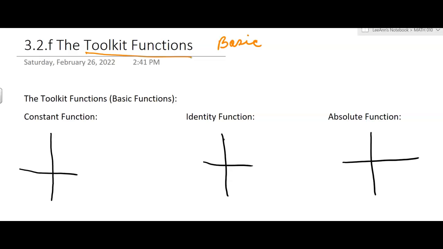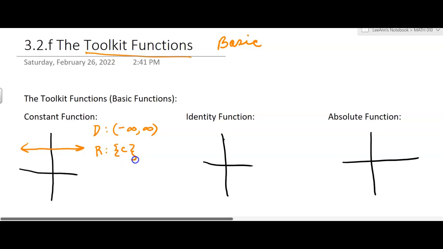I went ahead and just made rough X and Y axes so I could graph these. These are just going to be rough sketches. Okay, so a constant function, that's just a horizontal line. So what would the domain be? All real numbers. But the range, this one's kind of different. The range is just going to be one output. There's only one output. That's the C. I didn't put the equation. It's f of x equals c.